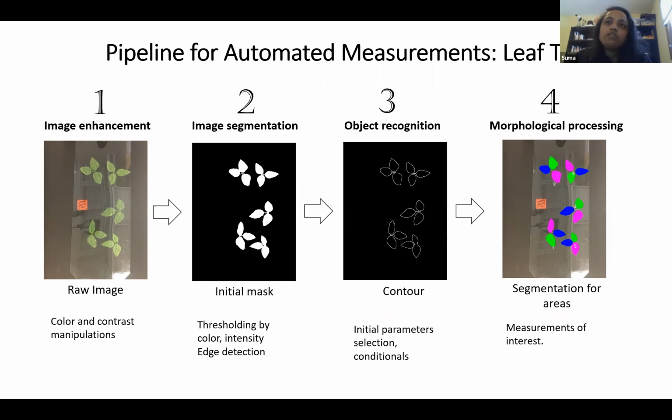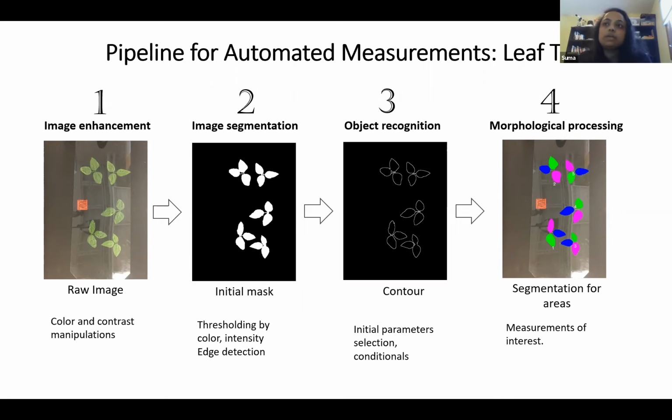Very briefly, for the image processing steps for the different traits, the basic principles are somewhat the same. You have image enhancement, image segmentation, recognition of the trait that you want to measure, and then finally measuring the trait of interest. The steps are somewhat similar, but the focus changes based on which trait you're measuring and what the images look like.